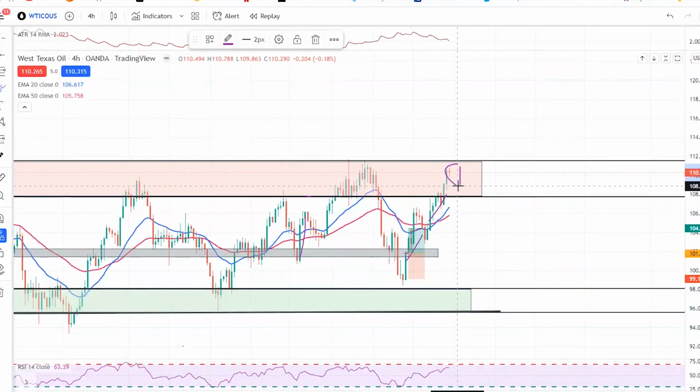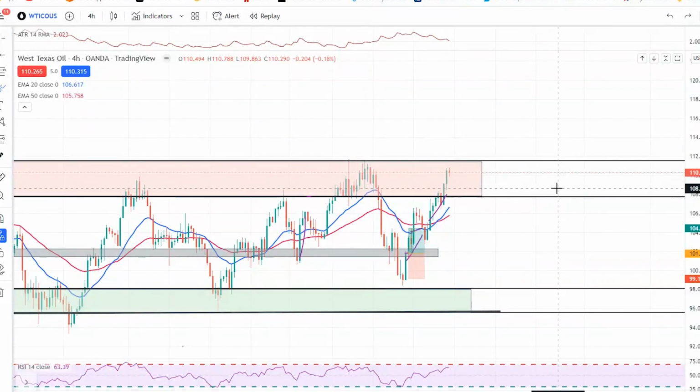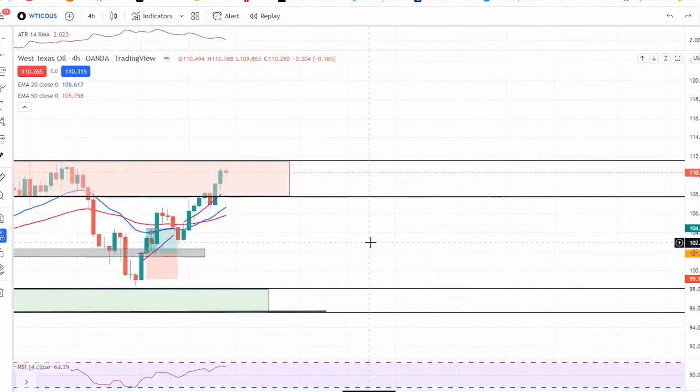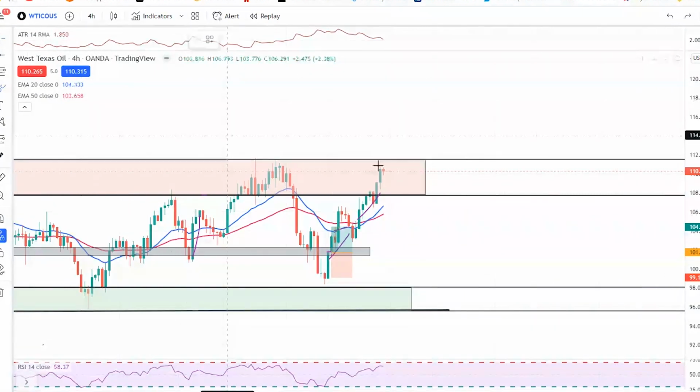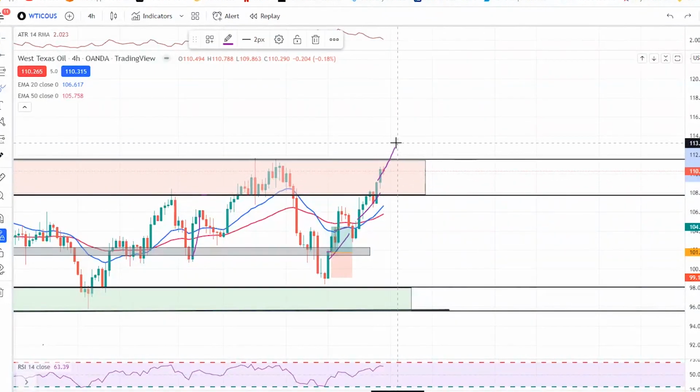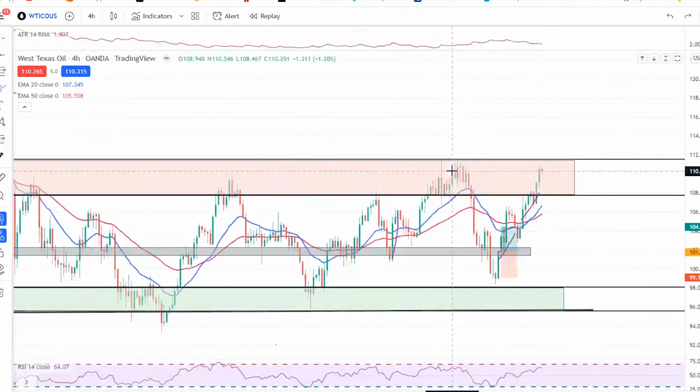Even if I have an entry condition, I will look for the market to break and close above to take long trades. So I will wait to see how the price action reacts from this zone. As you can see, we have this bullish engulfing candle as well, and now I will look for buying opportunities once the market breaks and closes above this zone, which is 107, goes up to 111.